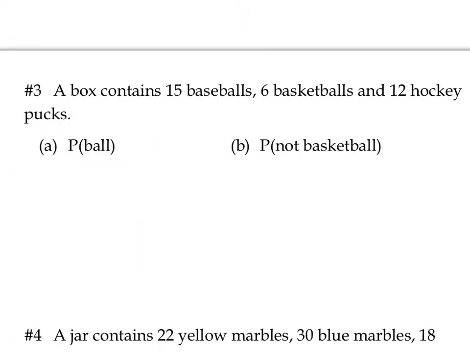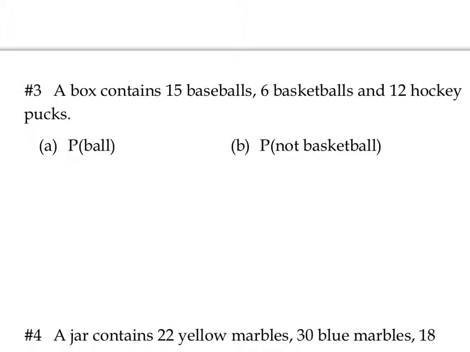All right, let's see some more probabilities here. A box contains 15 baseballs, 6 basketballs, and 12 hockey pucks. Okay? So part A asks us the probability of getting a ball. The probability of picking a ball if we grab something out of that box. So this could be any ball, a baseball or a basketball. So any of those are favorable outcomes.